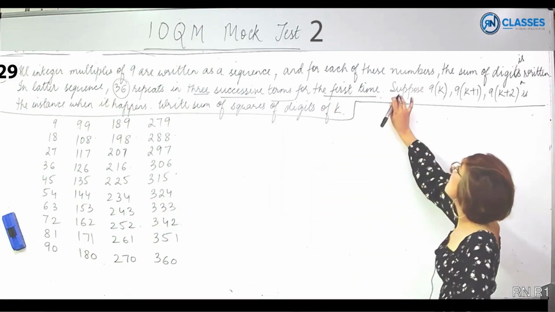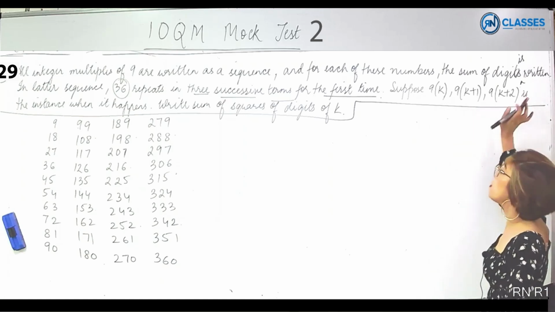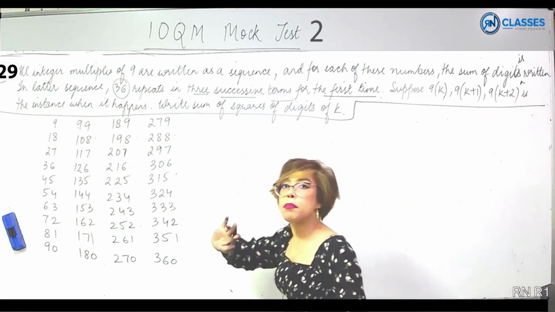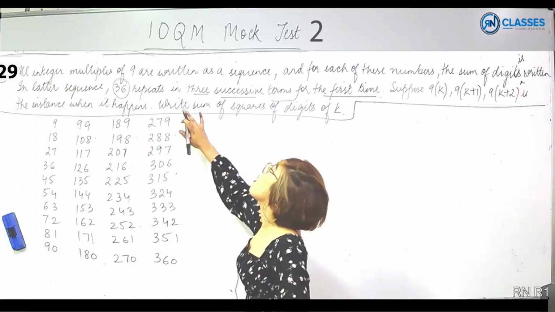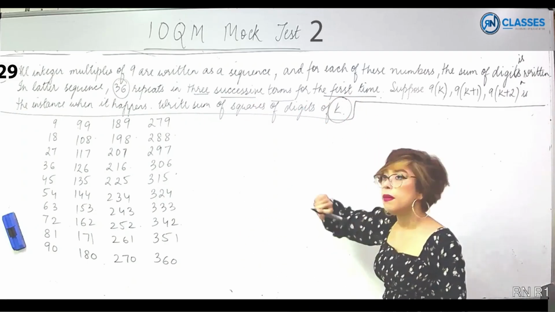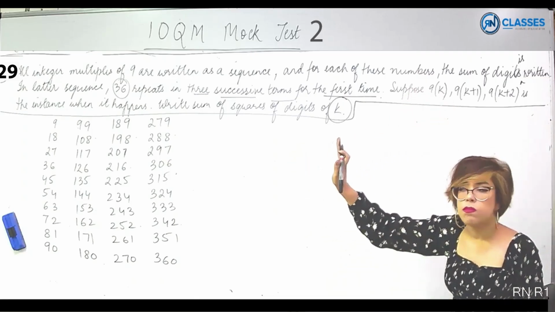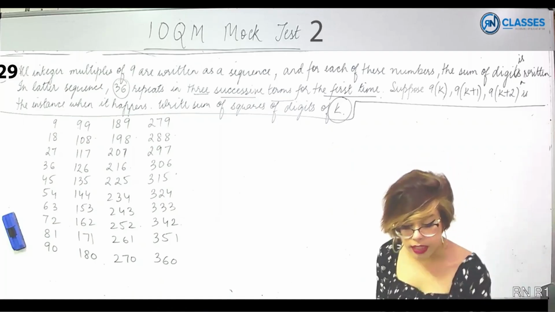Suppose 9 into k, 9 into k plus 1, 9 into k plus 2 is the instance when it happens. Then you need to write the sum of squares of digits of k. Basically, you need to find the value of k, which multiple of 9 it is. Okay, so let's start.